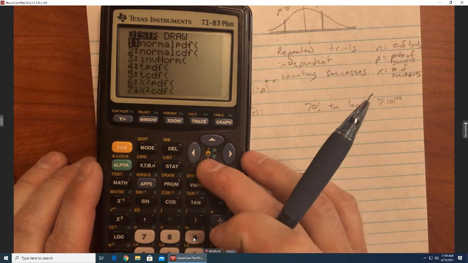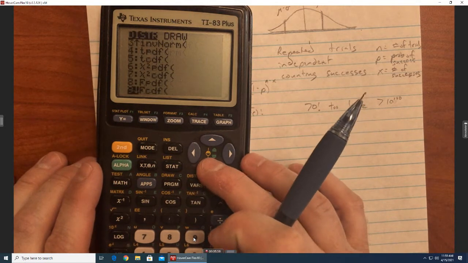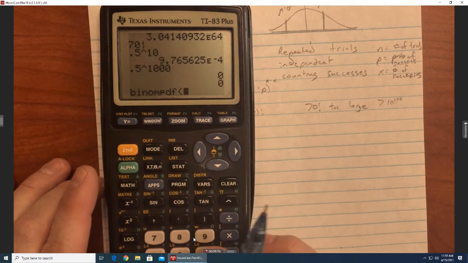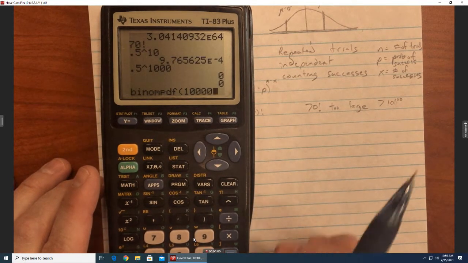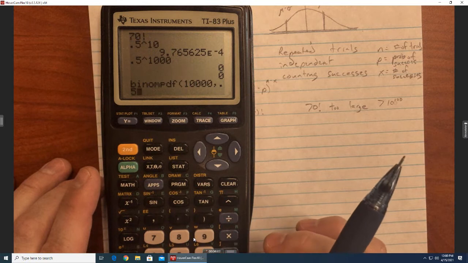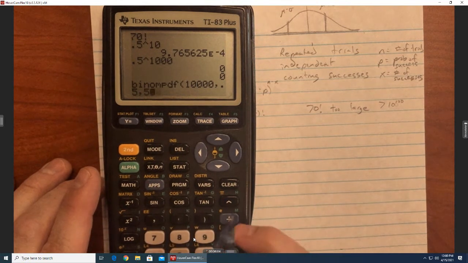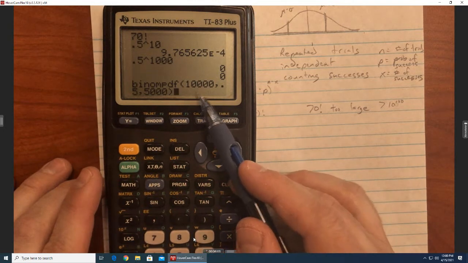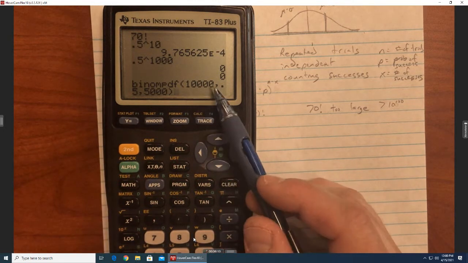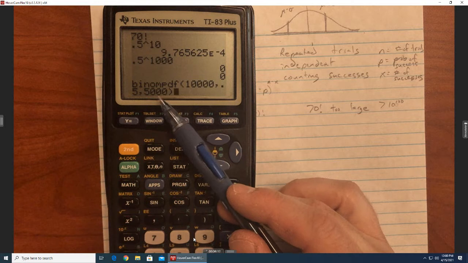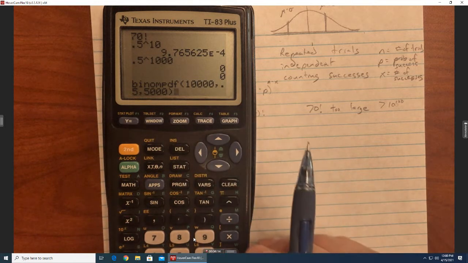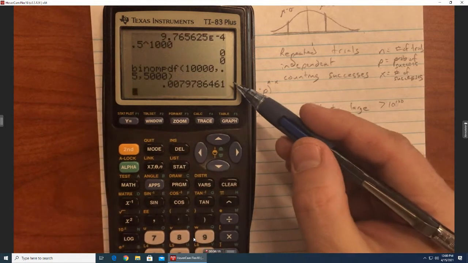So for instance, if I was to do something like binomial cdf with, let's say, 10,000 trials with a probability of success of 0.5, and let's say what's the probability of getting 5,000. So this would be if we're flipping a coin 10,000 times, what's the probability of getting 5,000 heads if it's a fair coin, exactly 50%. It didn't take very long there.